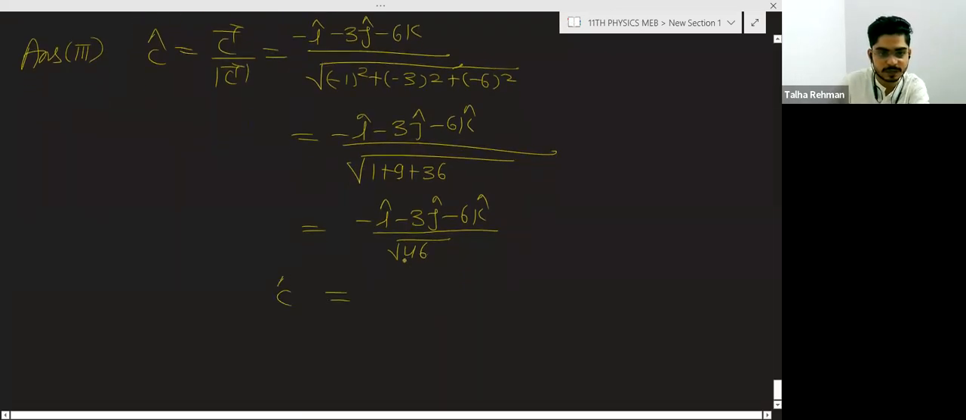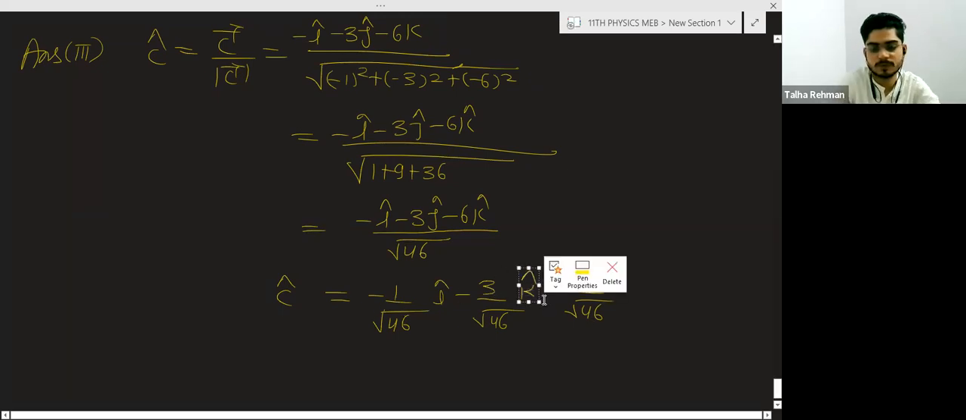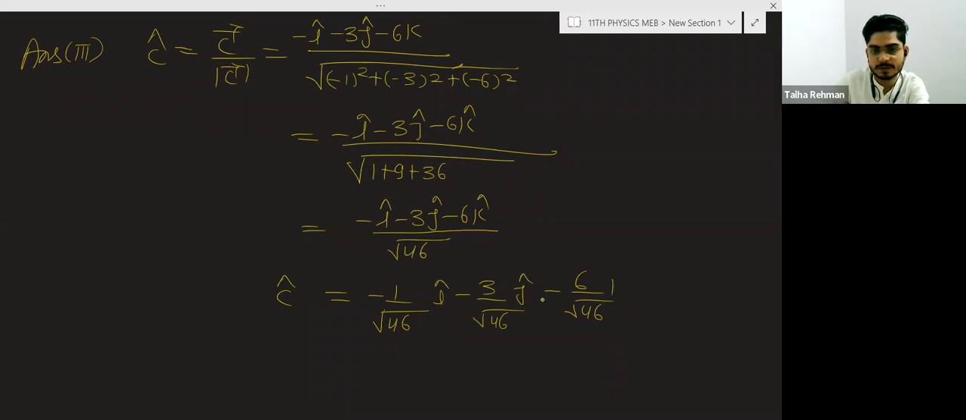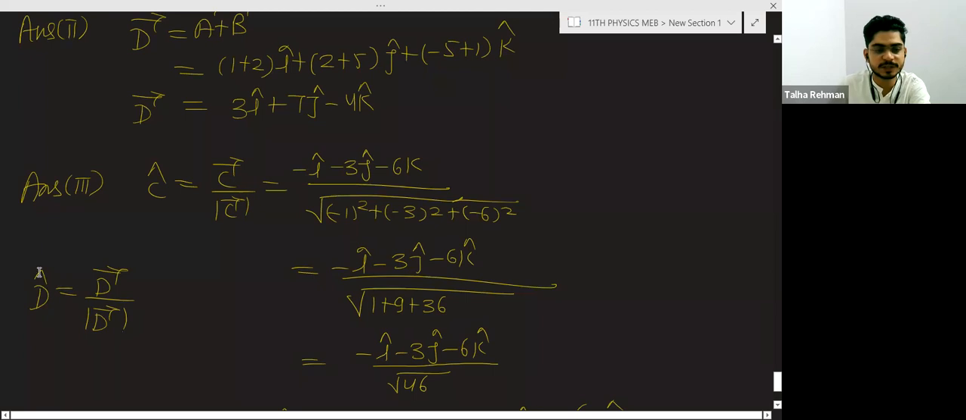So the unit vector of C vector, you will have minus 1 by root 46 of I cap. Now I am doing very simple calculation. Here is minus 3 by root 46 of j cap, and here minus 6 by root 46 of k cap. So this is your unit vector of C vector. Suppose if someone is asking unit vector of D vector, same thing you will do. You will write first D vector, and then you will divide this with the magnitude of D vector. So this will be the unit vector of D vector.